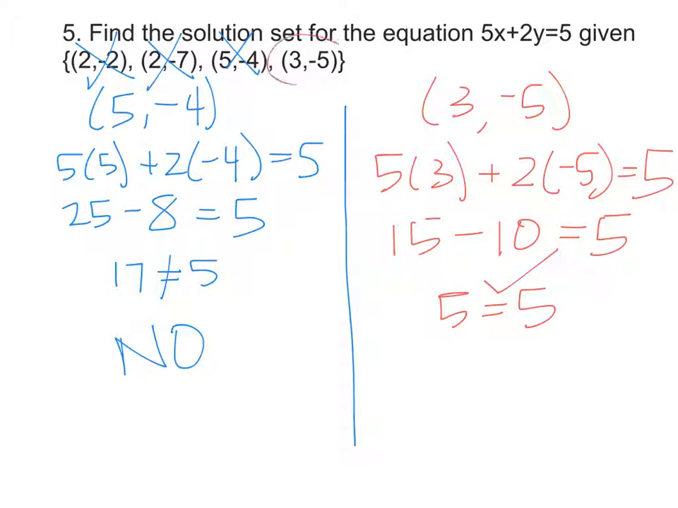So this one works. And then remember, for your answer, you write down the brackets and write down any ordered pairs that worked in the equation. In this case, we only have one, so I write down that ordered pair and I put the brackets around it, and you are good to go.